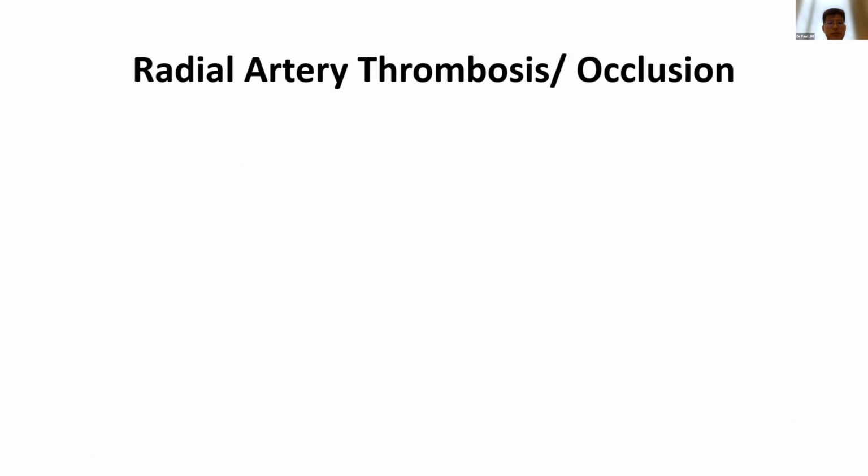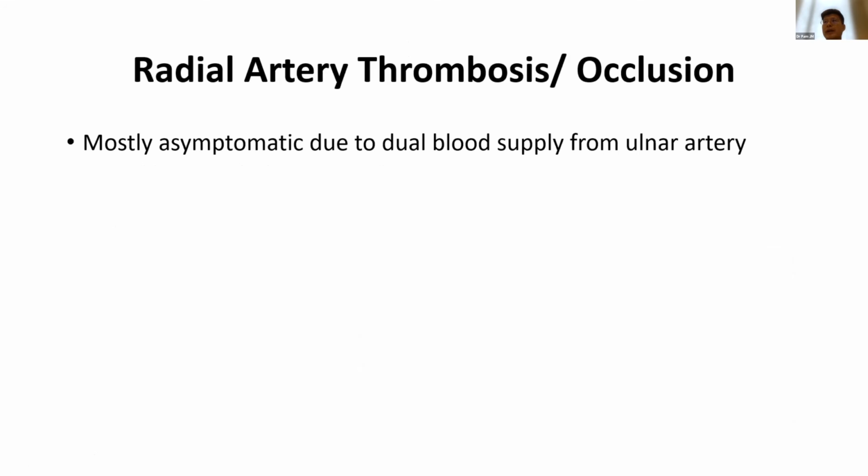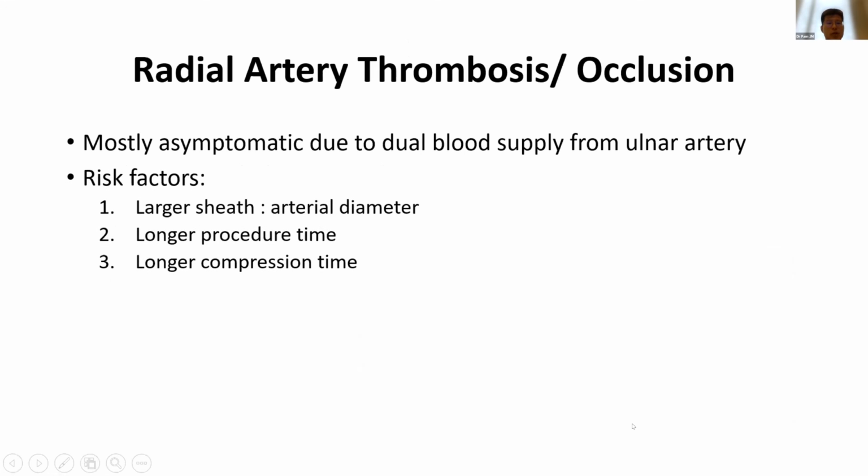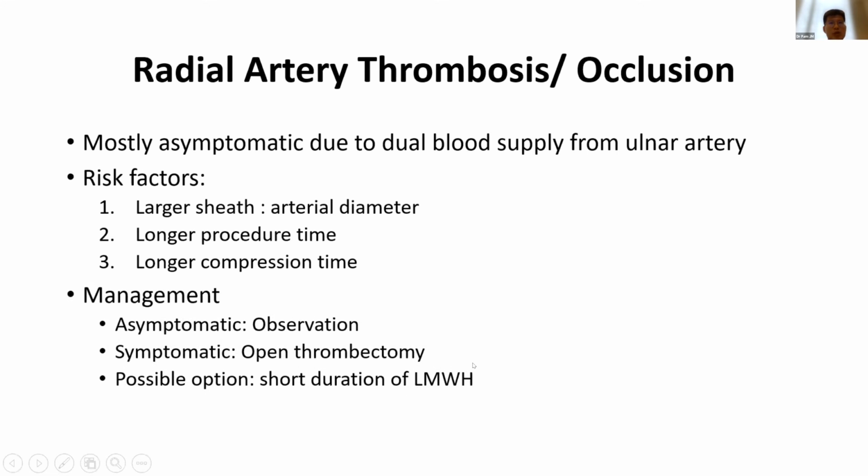Radial artery occlusion is usually asymptomatic due to a dual blood supply from the ulnar artery. However, hand ischemia may still happen. Risk factors include the use of a larger sheath to arterial diameter, a longer procedural time, or longer compression time. Most cases can be treated conservatively, although in severe cases, open thrombectomy may be required to achieve recanalization, and sometimes possibly a short duration of low molecular weight heparin may be an option.